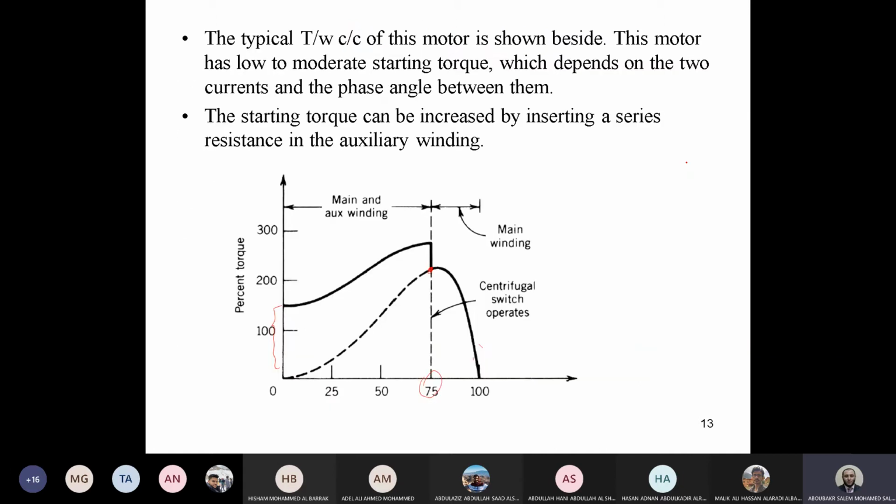This is important. The typical torque speed characteristic of this motor is shown beside. This is our characteristic. We discussed it already. This motor has low to moderate starting torque, so the starting torque here is not that high. So we don't prefer this type of motor for mixers, like what we discussed for the universal motor, for instance blenders or mixers.